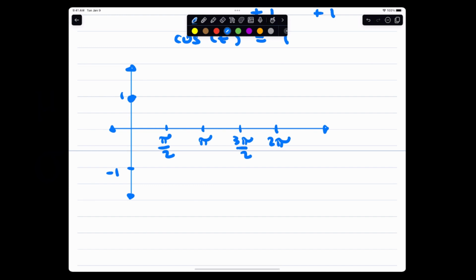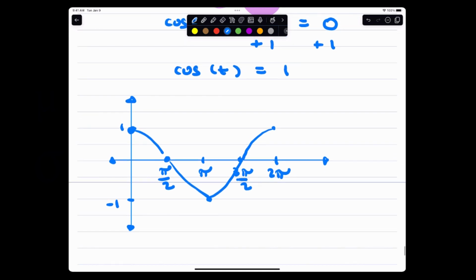Cosine starts up here. What does it do? It goes down, doesn't it? It starts at a max. Do you guys remember graphing this? You say, why did you graph it? Well, because now I know something about t. What does t have to be?